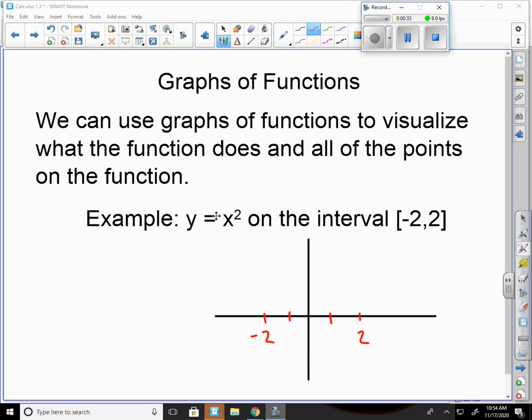So if I plug -2 into this equation, what would that give us? Good, it's 4. Nice job. What if I plug a -1 in? Good, see, it's a +1. What if I plug a 0 in? Yep. And then 1 and 2.